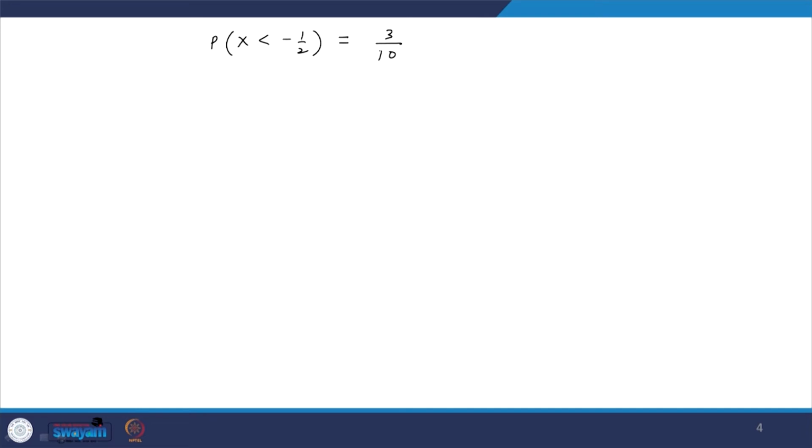Now, what is this distribution? For this distribution on minus a to plus a, the density will be 1 by b minus a, that is 1 by 2a, when minus a is less than x less than a, and 0 otherwise.